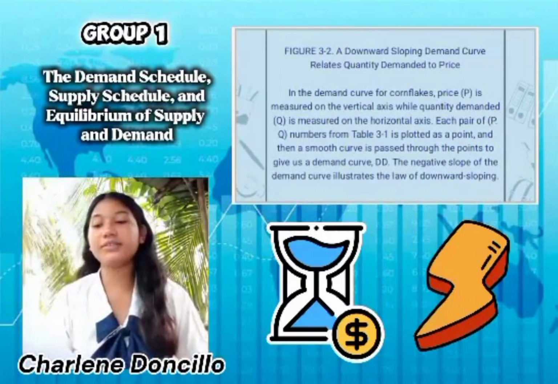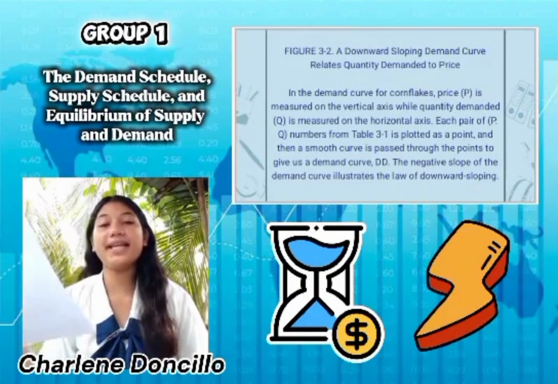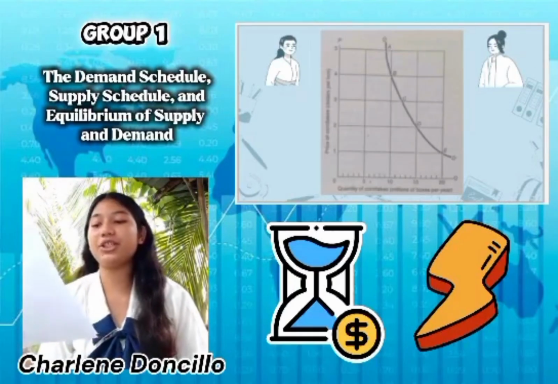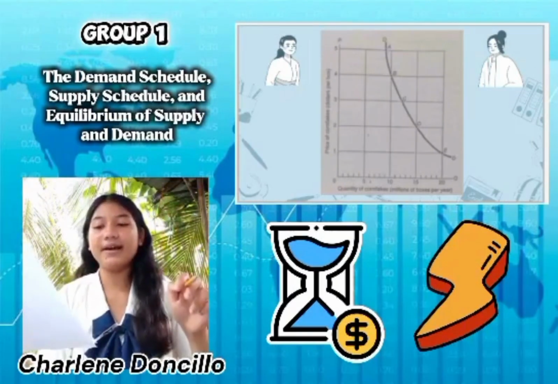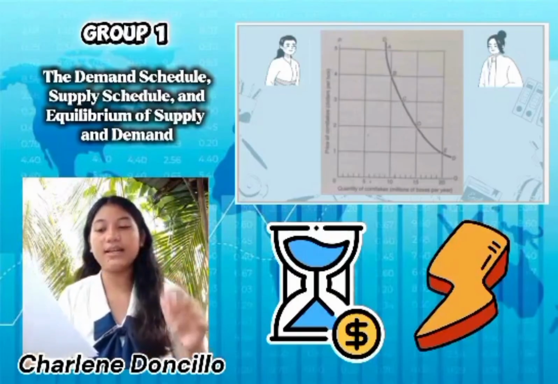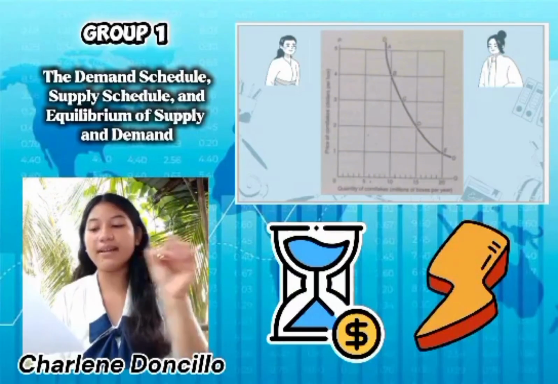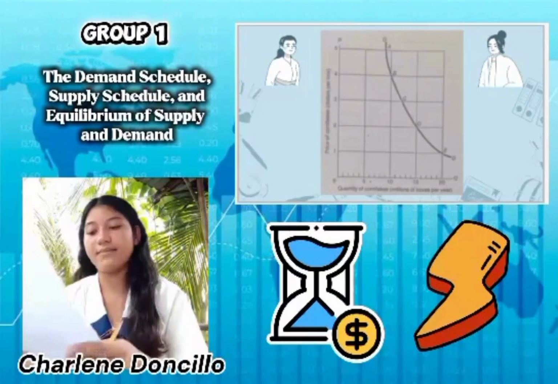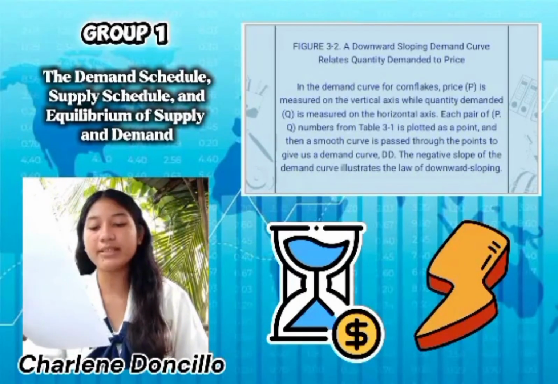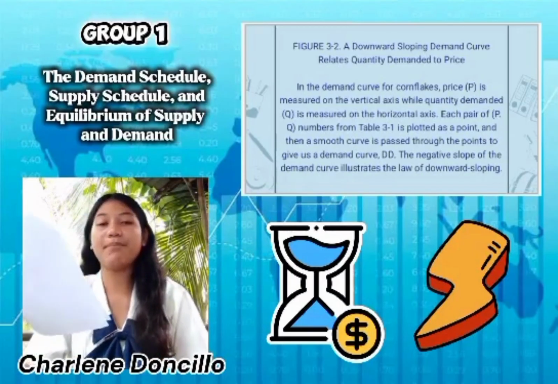In Figure 3.2, a downward sloping demand curve relates quantity demanded to price. In the demand curve for cornflakes, price is measured on the vertical axis, while the quantity demanded is measured on the horizontal axis. So the vertical axis is the price, and the quantity demanded is on the horizontal axis. Each pair of price and quantity demanded numbers from Table 3.1 is plotted as a point.